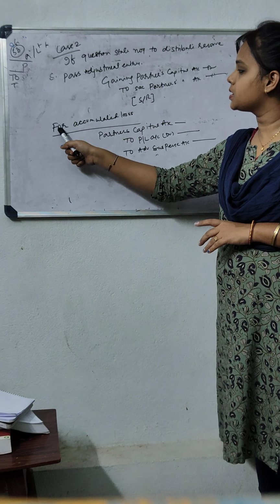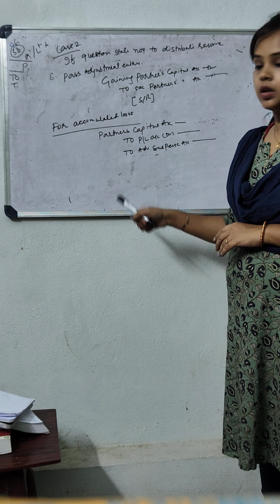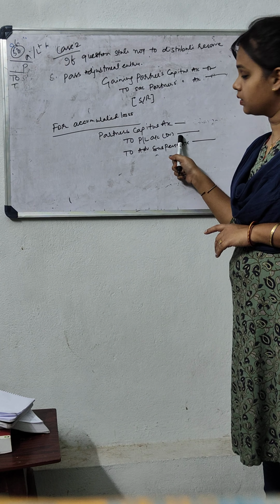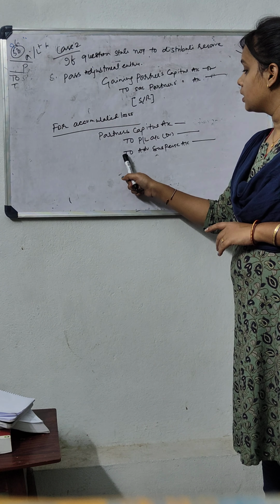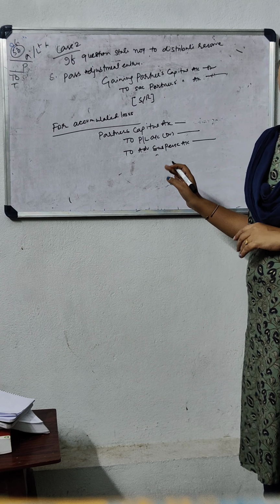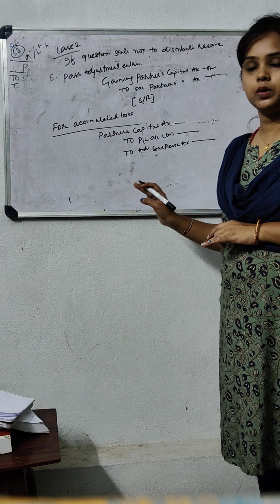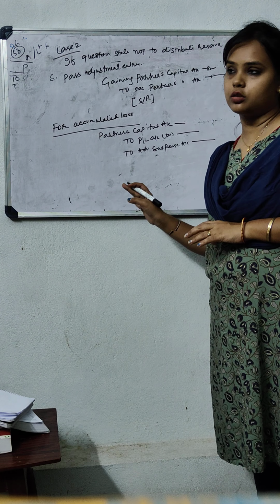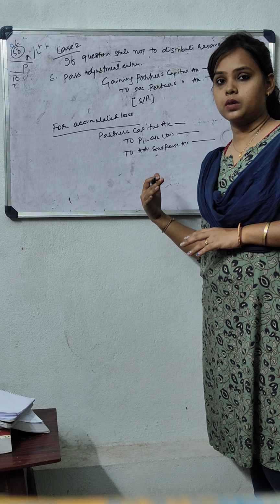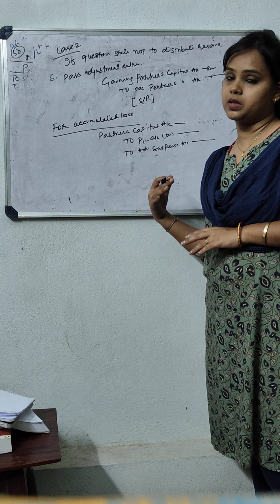And one more entry is there for accumulated loss: partners' capital account debit to P&L account debit balance and to advertisement suspense account. Now let's move on to a few sums. One or two sums we will do, and this is a very short topic which we covered. Now next one is workman compensation reserve.